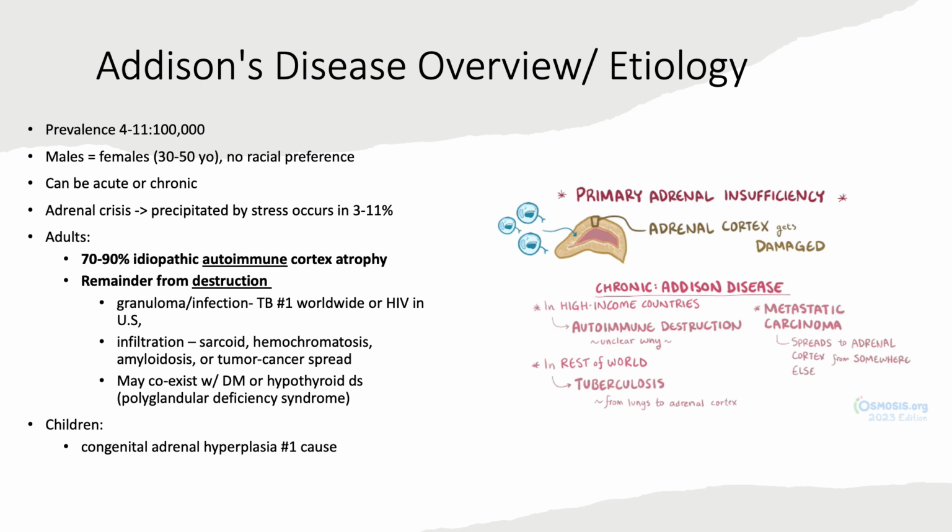In adults, 70 to 90%, especially in the US, we automatically think of an autoimmune disorder. And it's atrophy, self-destruction, and it gets damaged over time. The remainder of the types are going to be from destruction.